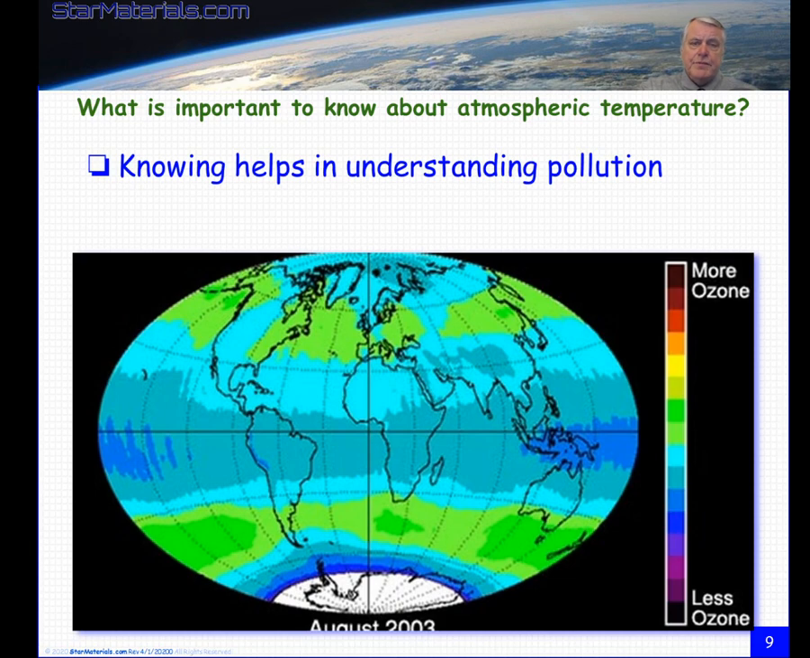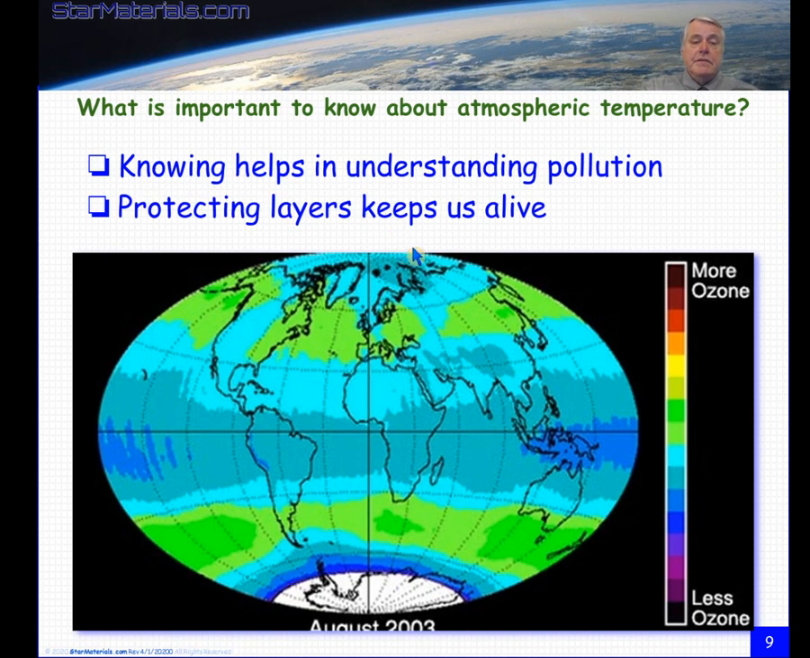Knowing helps in understanding pollution. Protecting layers keep us alive. And that's why it's important to know about atmospheric temperature.